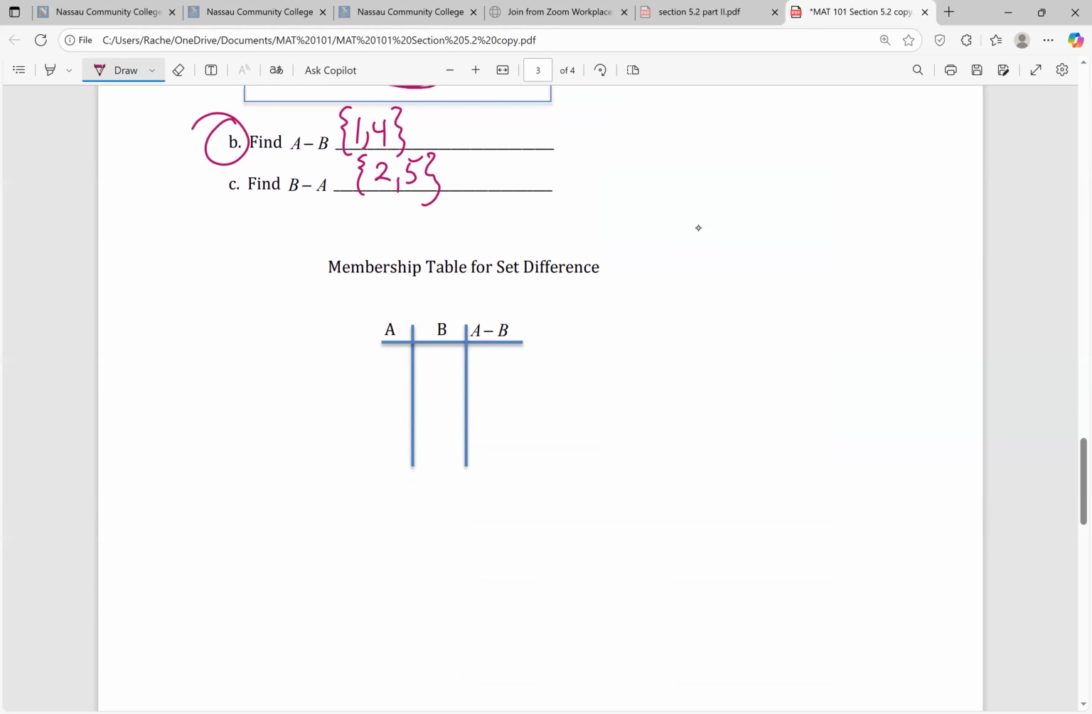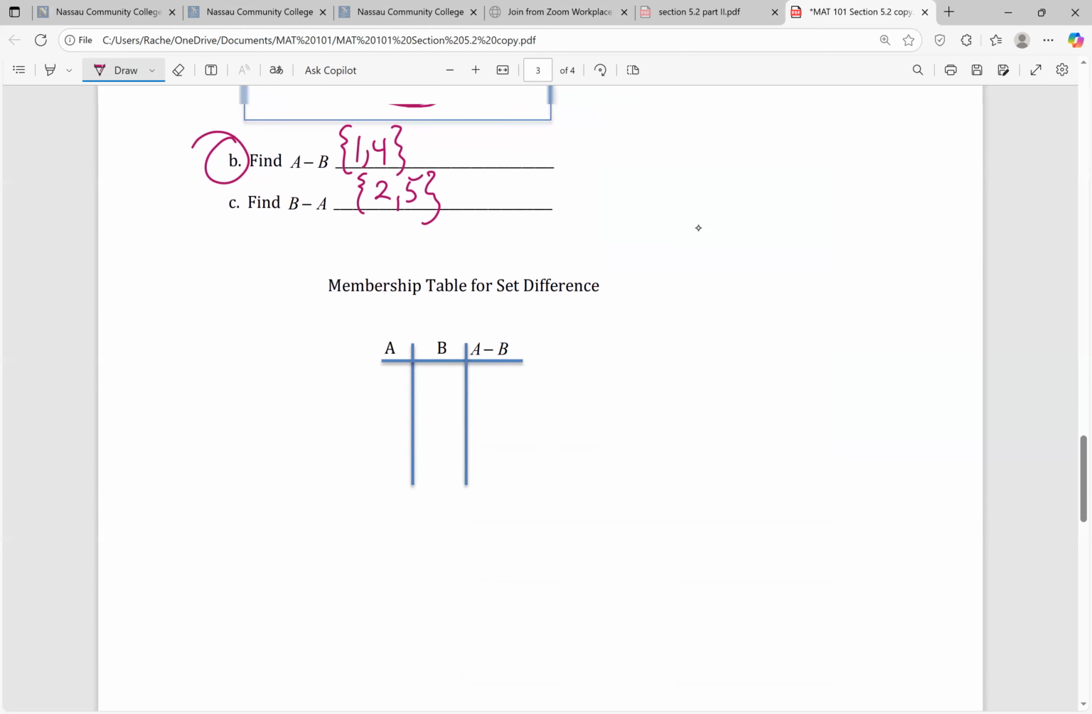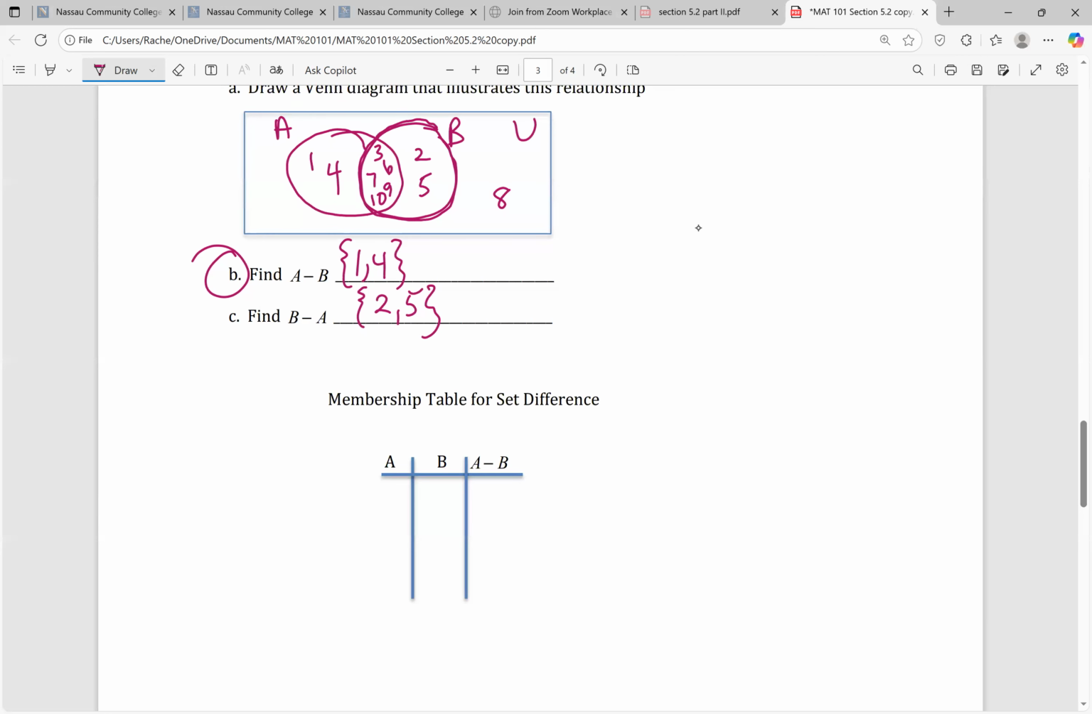And we could also look at the membership table for set difference, specifically set A minus set B. So if we set up an element of, not an element of, not an element of, element of, not an element of, element of, not an element of.